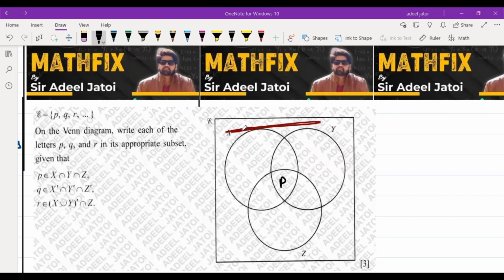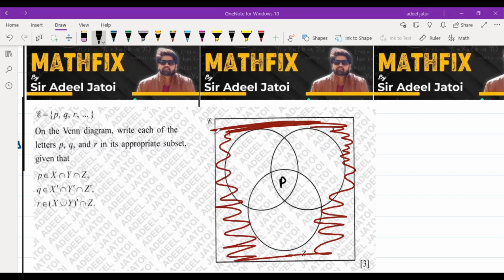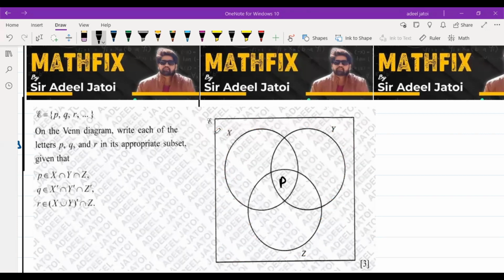So the common value between all the three intersection points will be the outside of the three circles, because it is showing the complement. So we can write Q anywhere outside the three circles. We can write here, we can even write Q here, we can even write Q here, wherever you want.